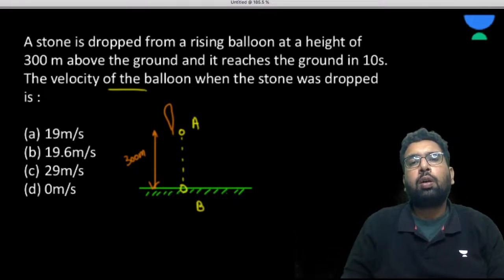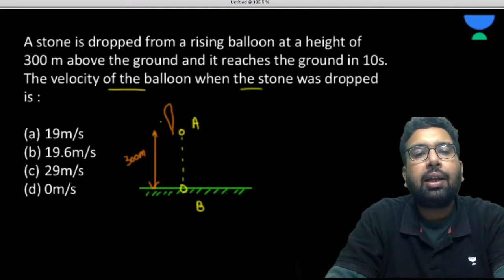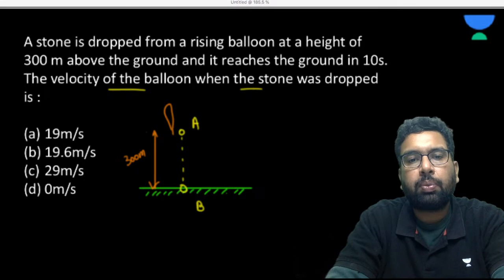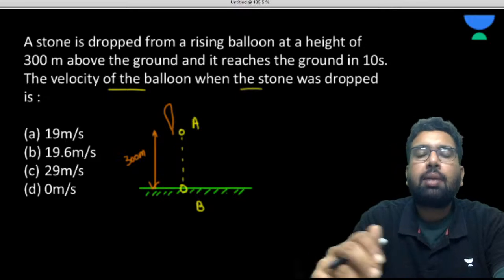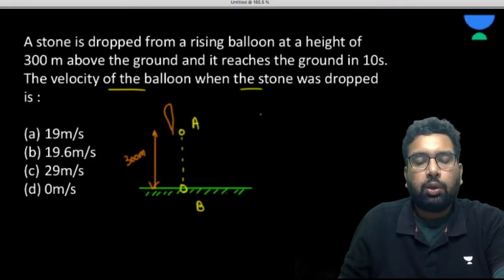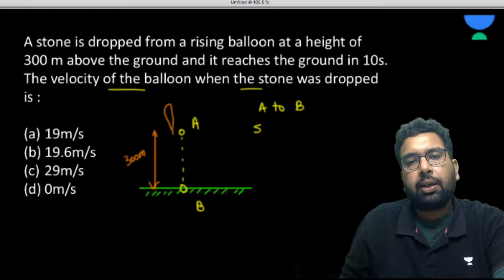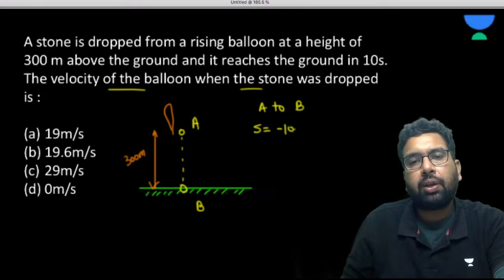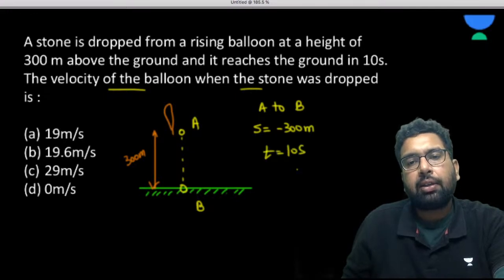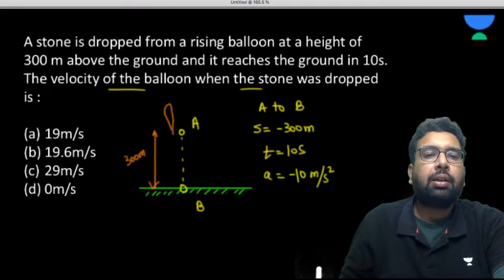The velocity of the balloon when the stone was dropped means you are supposed to find the initial velocity. Time is given. So if I consider the motion between A to B, the displacement is given, it is minus 300 meter, time is given, that is 10 second, and acceleration we have, that is minus 10 meter per second square.